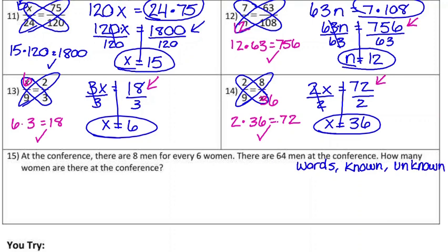So what does that mean? So first thing we're going to do is write the words of what we're comparing. Well, what are we comparing in this problem? We're comparing men to women. And our known ratio that we have in that first sentence is there are 8 men for every 6 women.